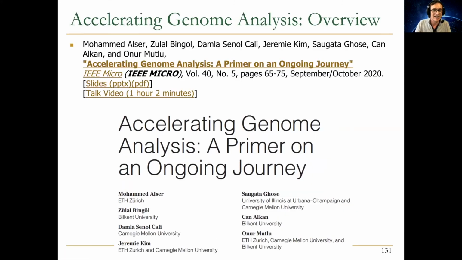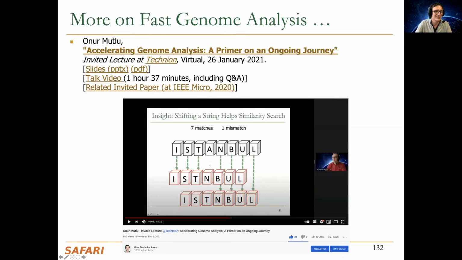Okay, so if you're really interested in this area, we're not going to talk a lot more about this in this course, but I think all of the fundamentals that you will learn in this course would be useful for enabling applications like this. We recently wrote this short survey paper that talks about issues in accelerating genome analysis from a broad perspective. And I've also recently, last month, delivered a lecture that covers even more issues in genome analysis. If you're interested, you can take a look at those. But none of this is required, actually.